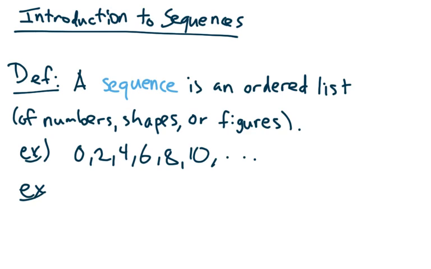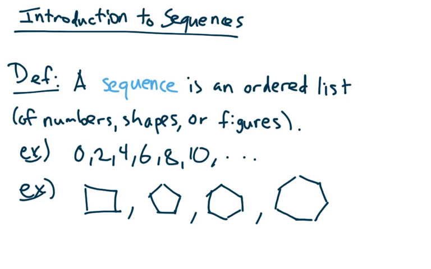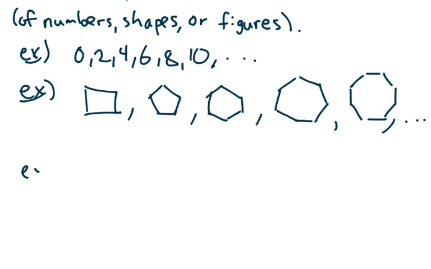Or I could use a sequence of shapes like square, pentagon, hexagon, heptagon, and octagon. Or we could do one that's a figure that's not really a polygon like these other guys. We could say something like, here's 3 dots. Here are more dots. Here are more dots. And we can build a pattern out of this. We'll look at some of these more later, but these are examples of different kinds of sequences.